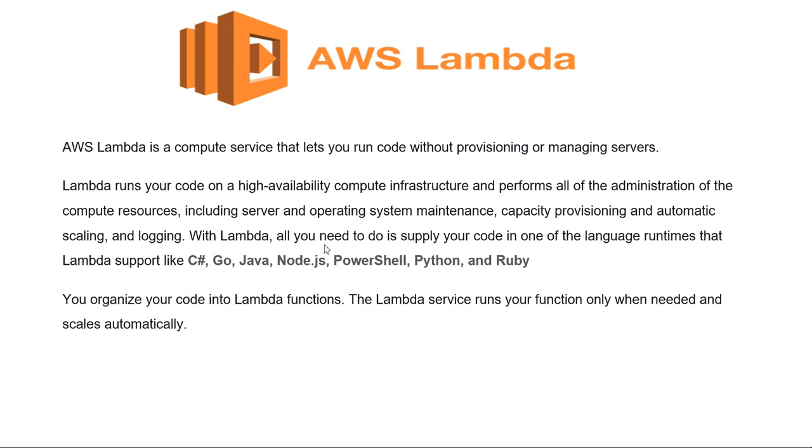With AWS Lambda, all you need to do is to supply your code in one of the language runtimes that Lambda supports, like C#, Go, Java, Node.js, PowerShell, Python, and Ruby. We organize our code into Lambda functions. The Lambda service runs our function only when needed and scales automatically. So this is the short definition of AWS Lambda. Let me explain it in detail.